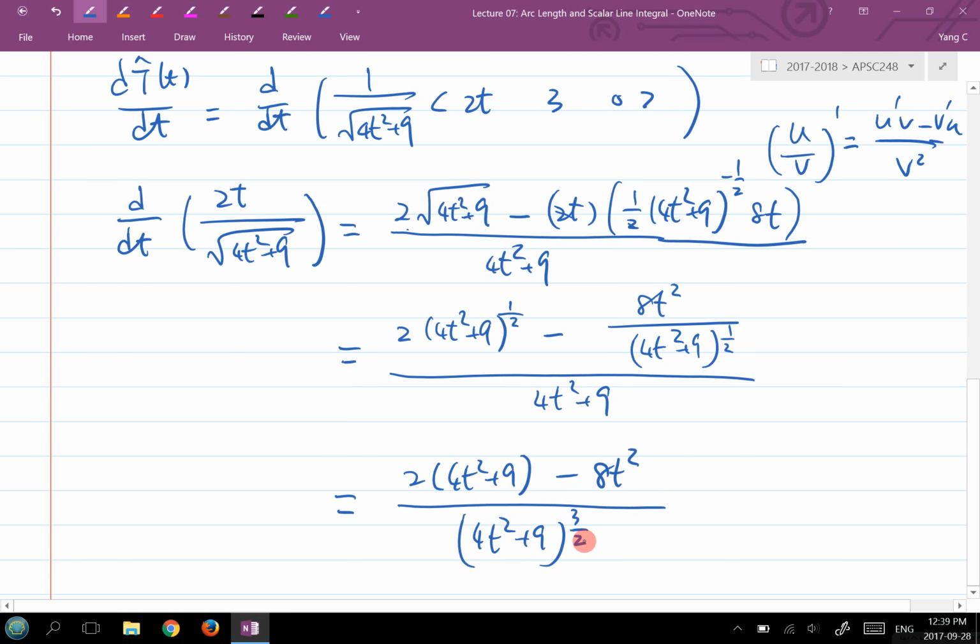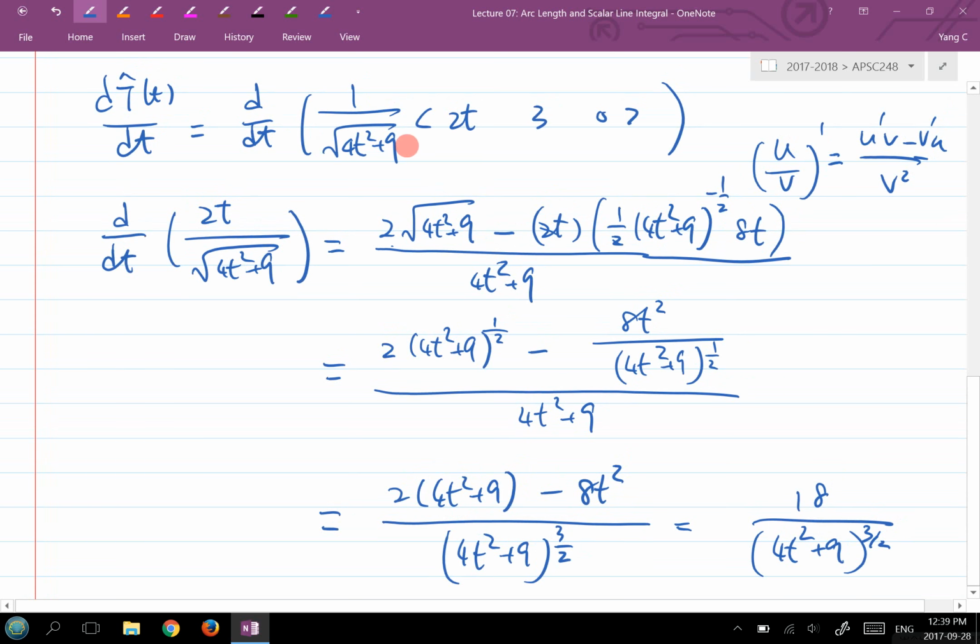So that's the simplification. Then the top one here can be simplified a little more. 2 times 4t squared minus at squared cancel each other. So just end up with 18, right? Okay, so that will be the derivative of the first term at here. Okay, first term.